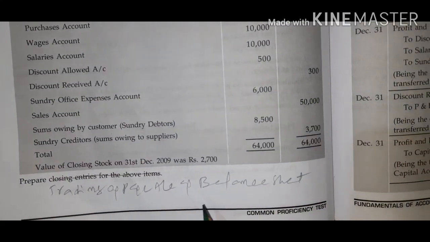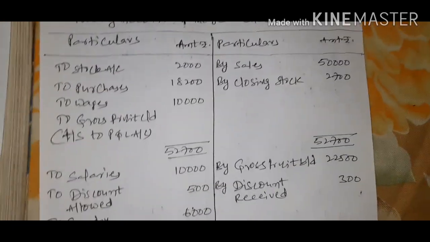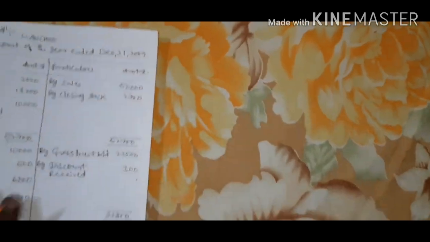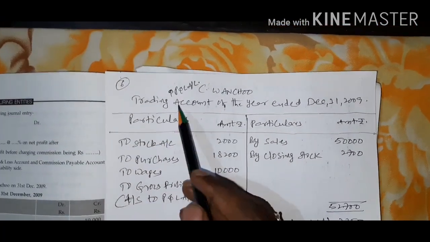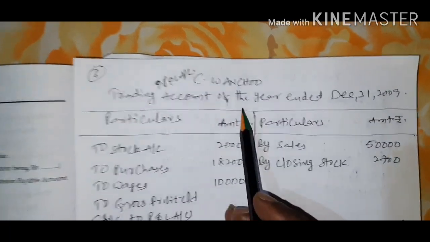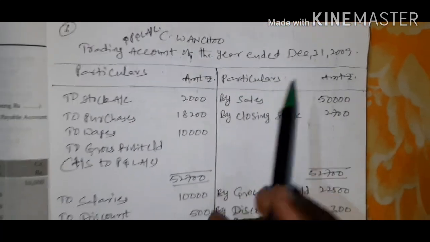Prepare trading and P&L account and balance sheet. So let us see simultaneously, friends, the preparation of trading P&L account as well as the balance sheet. Then here first, trading and P&L account of C. Wong Chu for the year ended 31st December 2009, particulars, amount in rupees.